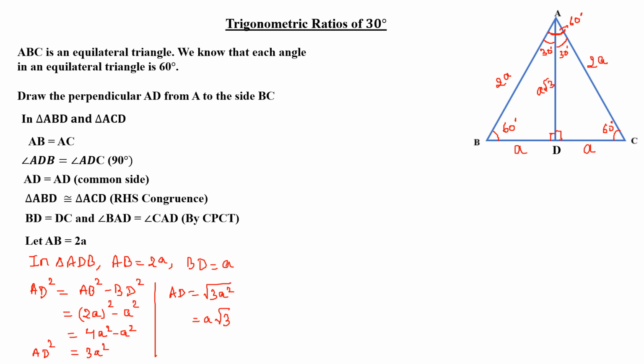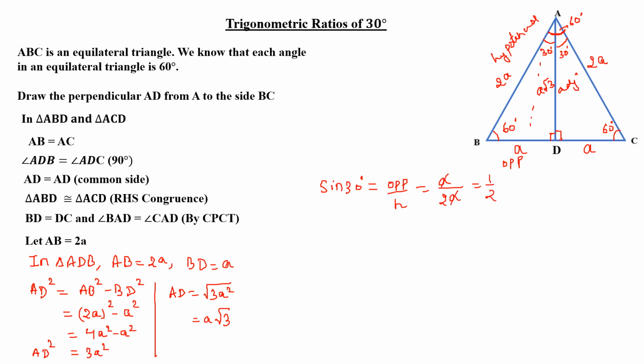Now let's find the value for trigonometric ratios for 30 degree. Okay, so sine 30 degree. So if you see 30 degree, the opposite side is BD. So this is the opposite side. AD will be the adjacent side and this will be the hypotenuse, isn't it? It is very important to mark these before writing the trigonometric ratios. Now sine 30 degree is opposite by hypotenuse. So opposite is A, hypotenuse is 2A. So sine 30 degree will be 1 by 2.